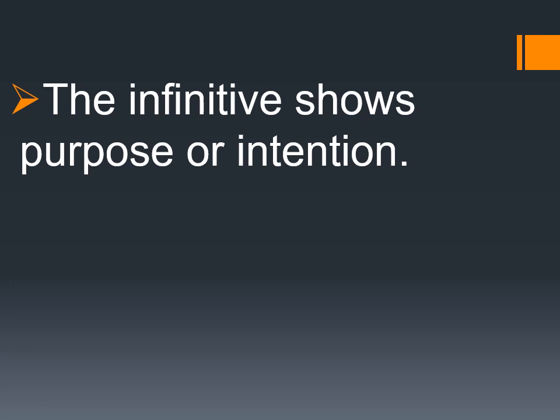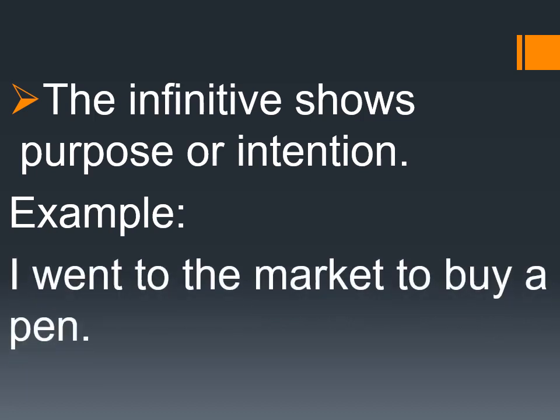The infinitive shows purpose or intention, that is, for what the work has been done, the purpose of any action which has been performed. For example, I went to the market to buy a pen. For example, I went to the market. Okay, why? What was the purpose? To buy a pen. So this was the purpose, to go to the market to buy a pen. So for purpose or for intention we use infinitives.